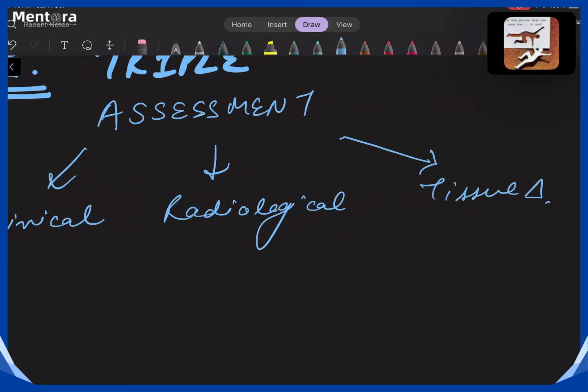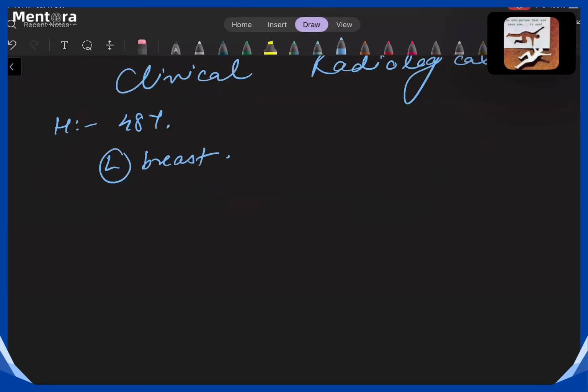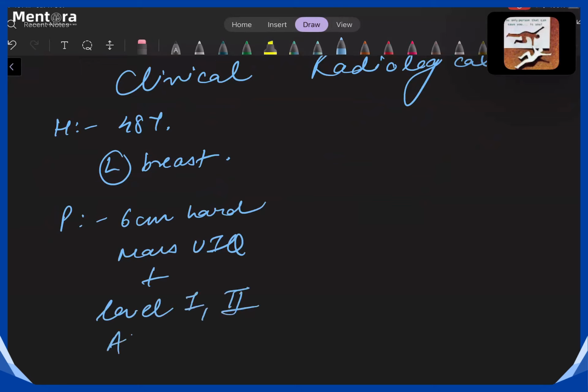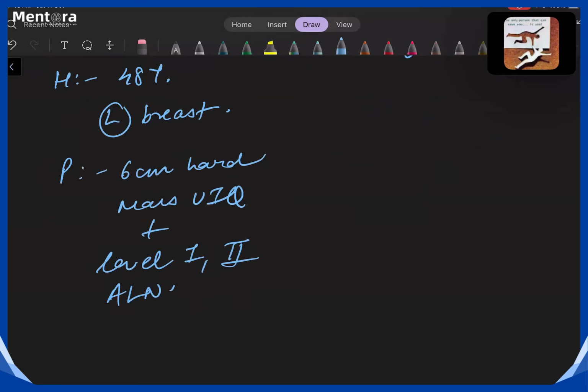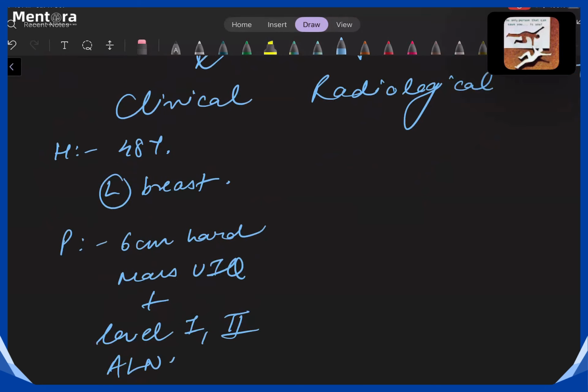So in this question, we have a 48-year-old female patient with a lump in the left breast. And the physical examination reveals a 6 centimeter hard mass in the upper inner quadrant of the left breast, along with level 1 and 2 axillary lymphadenopathy. So this looks like a case of a breast carcinoma. So our second thing would be to go for a radiological examination.